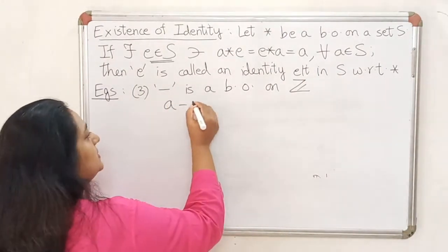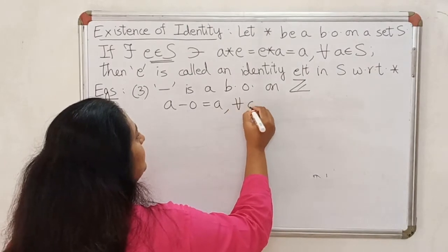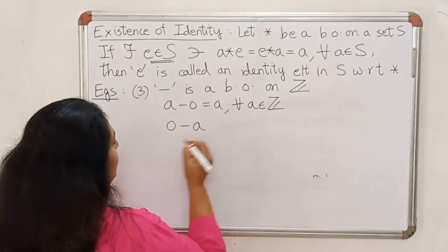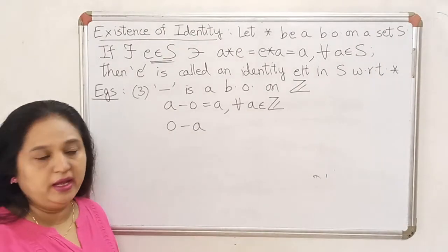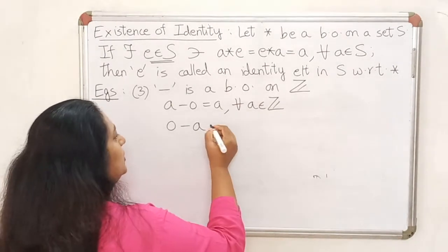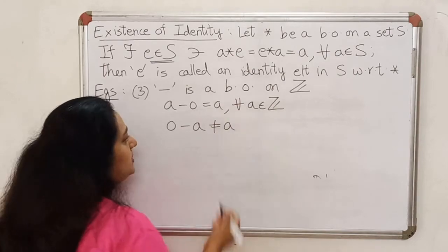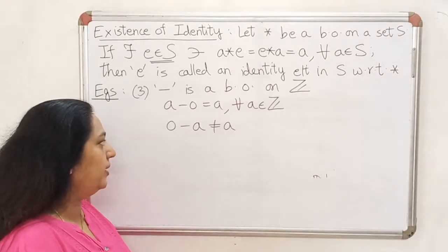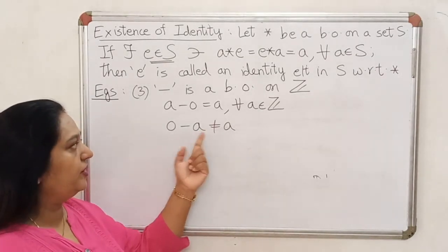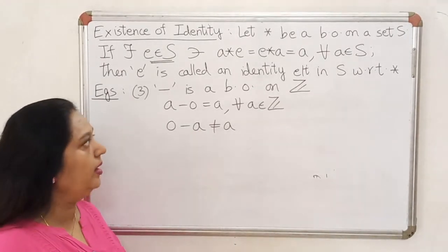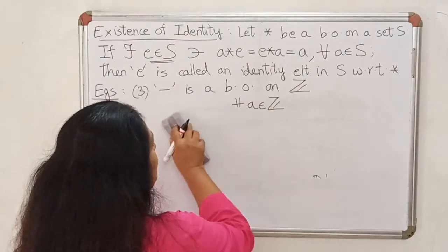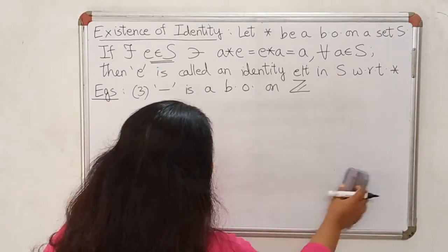I know that a minus 0 will always give me a. But remember, the equation has to be satisfied from both sides. And 0 minus a is not always going to give me a. There will be at least some elements for which it is not going to be equal to a. What I mean is, if a is 0, then of course it will be equal to a. But for all other elements, it will be minus a, which will be different from a. So since it does not work from the other direction, in Z, there is no identity with respect to subtraction.